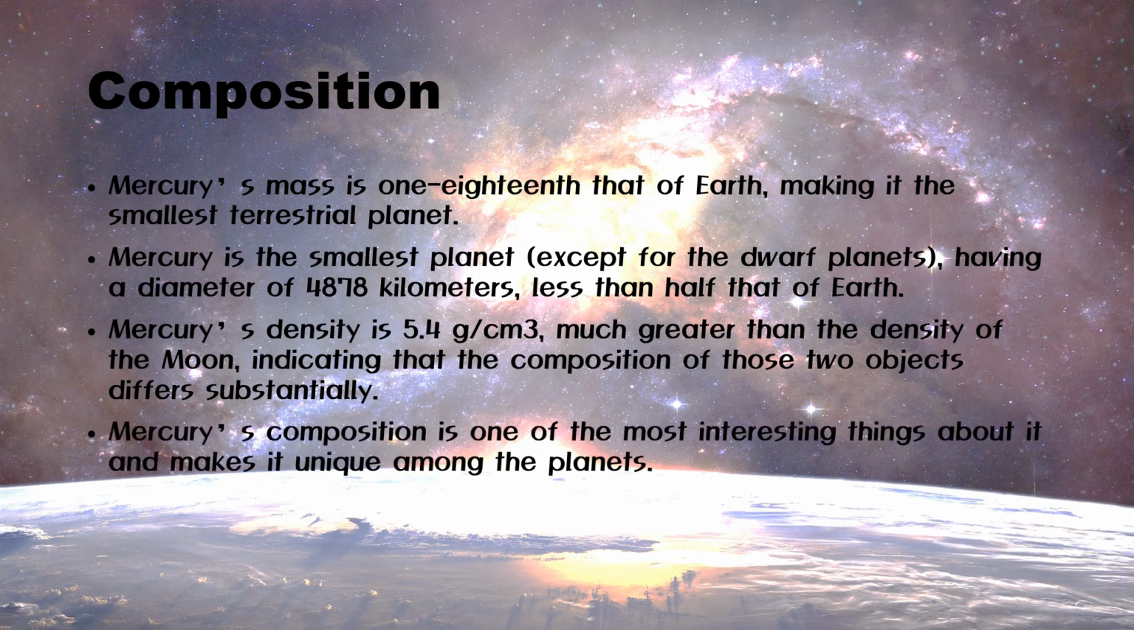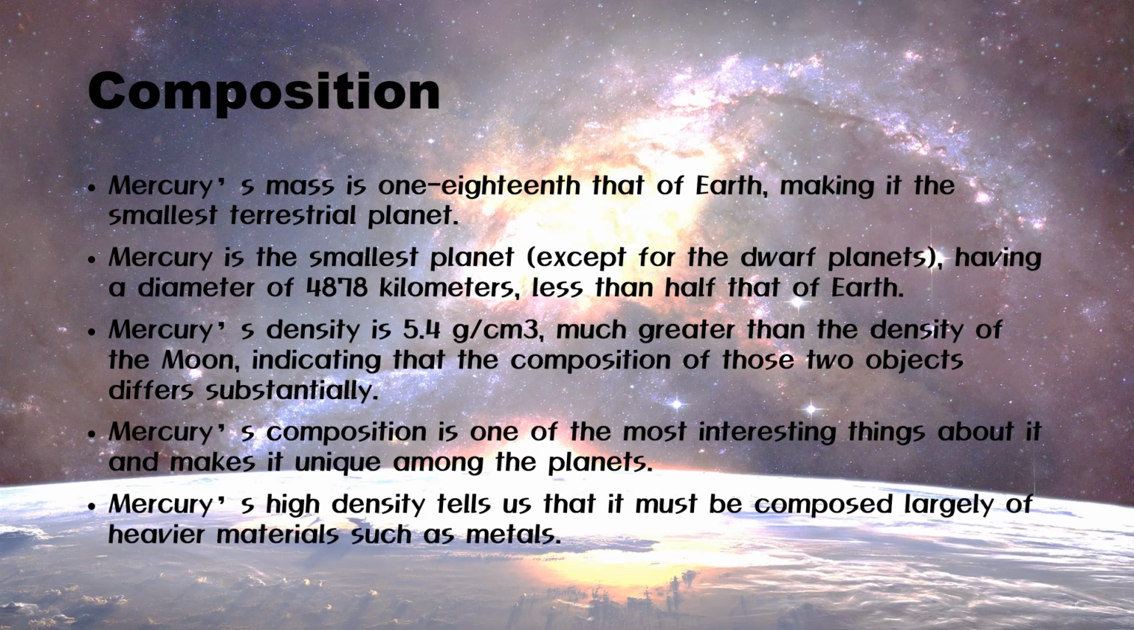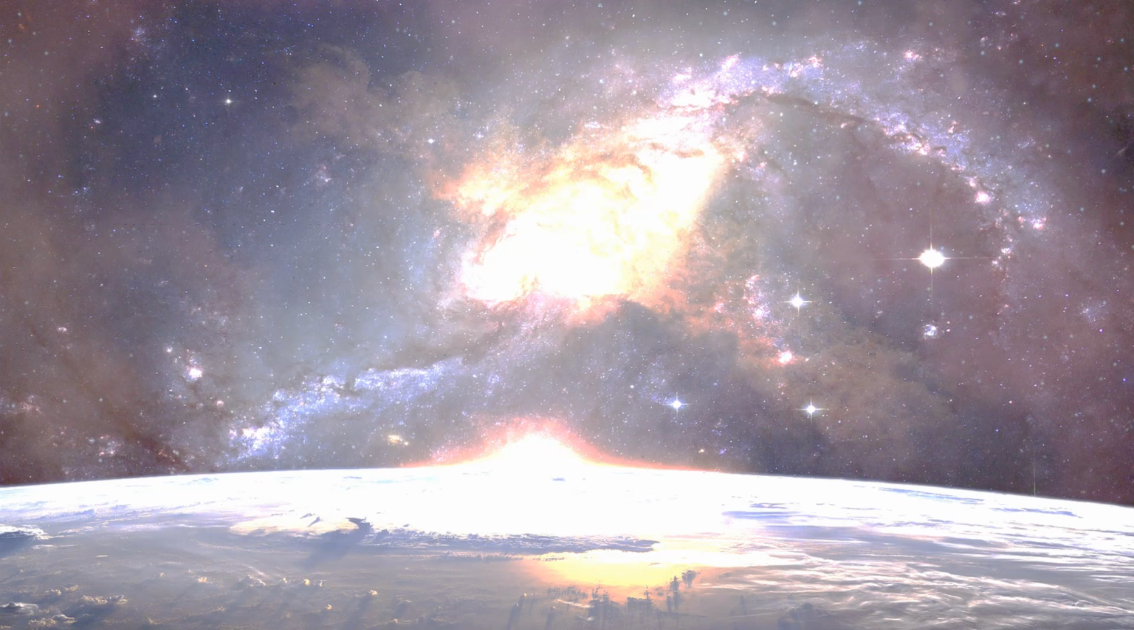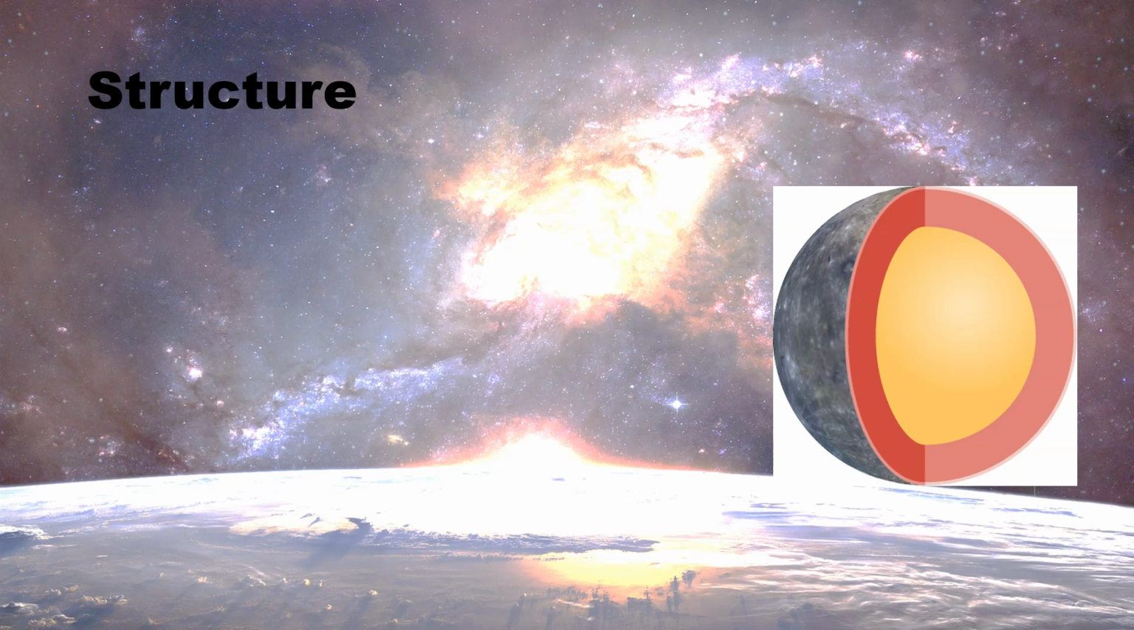Now, Mercury's composition is one of the most interesting things about it and makes it unique among the planets. Mercury's very high density tells us that it has to be composed largely of heavier materials, such as metals. So, we already said it has high density, so let's look at the structure of Mercury and examine why this composition might be something worth studying.